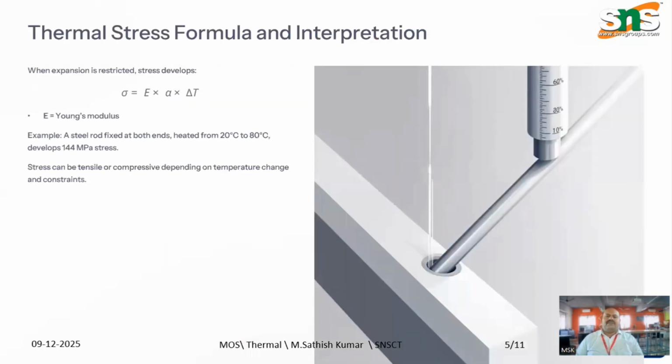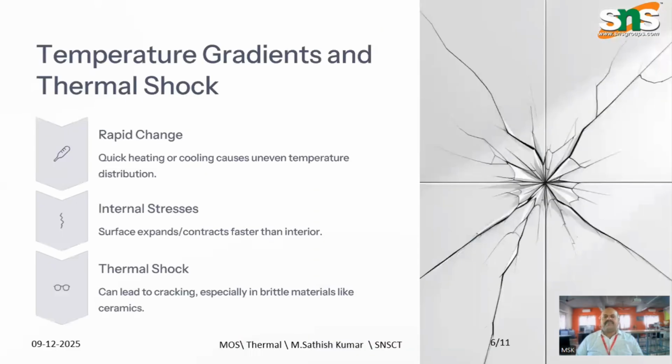Now the thermal stress formula and interpretation, where E is Young's modulus. How are we going to calculate thermal stress? The thermal stress is equal to Young's modulus times the coefficient of thermal expansion, multiplied by the change in temperature. So stress can be tensile or compressive depending on the temperature change and constraints.